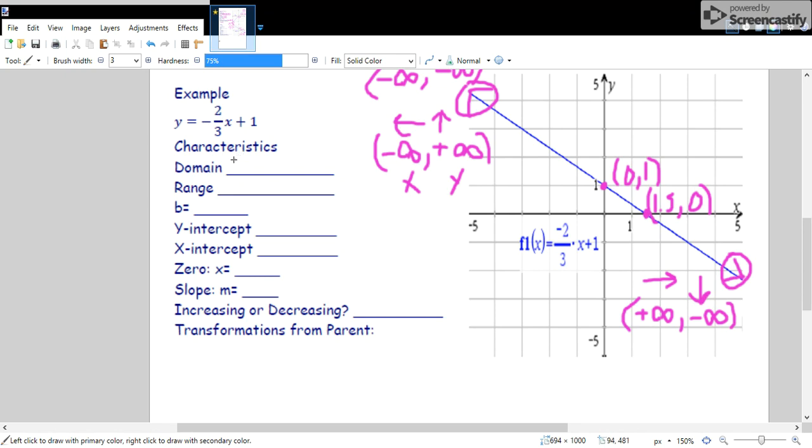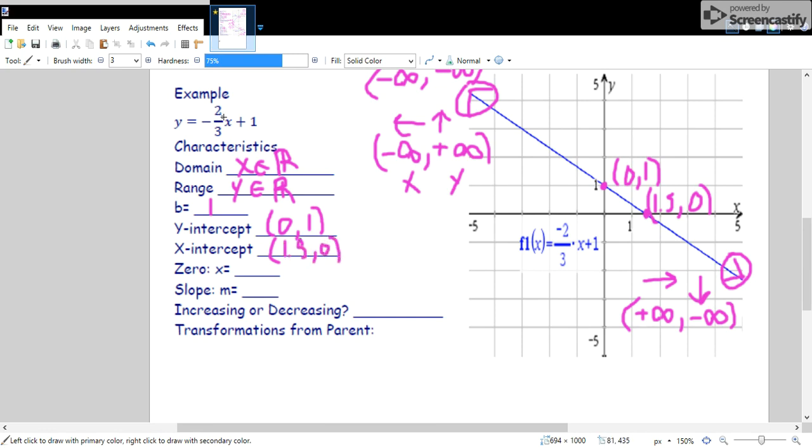So using that, our domain, again, is all real numbers. And this is another way you could write that: x is an element of all real numbers. Well, the range is also all real numbers, so we could put y is an element of all real numbers. Our b is right here. That's 1. So our y-intercept is (0, b), so (0, 1). And then our x-intercept would be (1.5, 0).